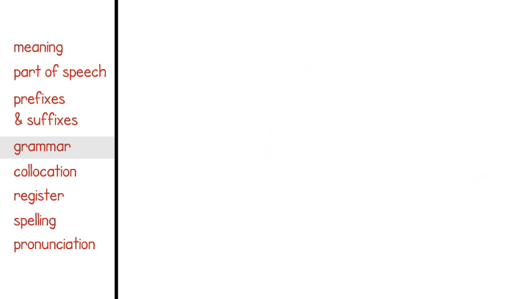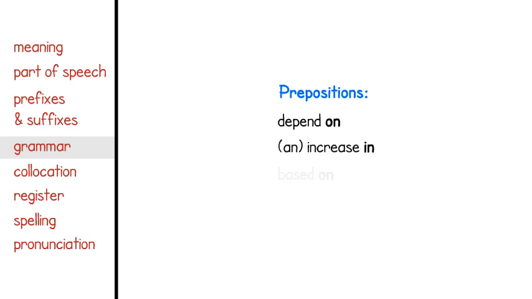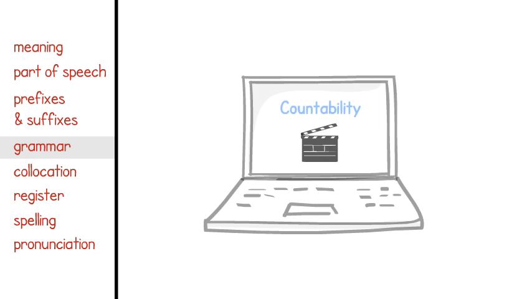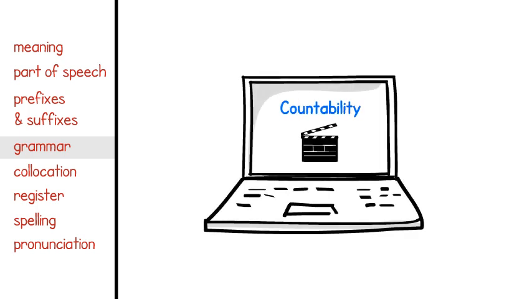Another aspect of a word's grammar is the prepositions that it is used with. Many words are followed by a preposition. For example, depend on, increase in, based on, responsible for. It's important to be aware of these patterns. Also, watch the video on countability for more on the grammar of a word.